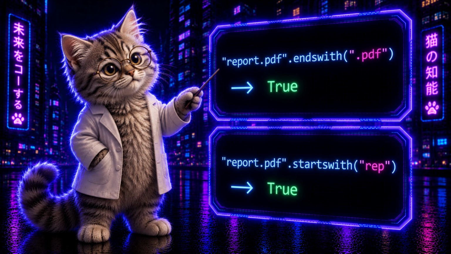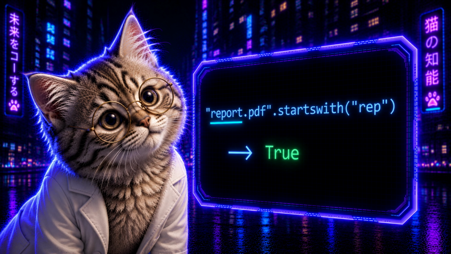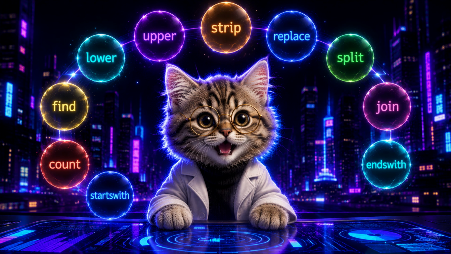Startswith and endswith. Exactly what they sound like. Returns true or false. Take the string report.pdf. Call .endswith and pass in the string .pdf. You get back true. Call .startswith and pass in rep, also true. Python checked both ends and confirmed. Incredibly useful when you're checking file types, validating input, or filtering data. One line, instant answer.